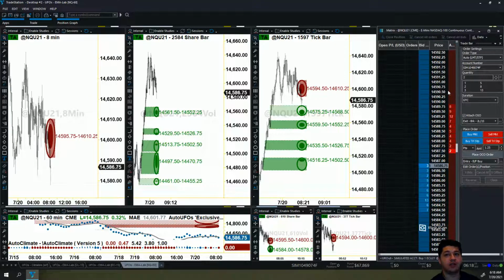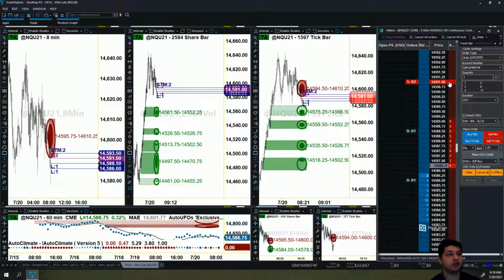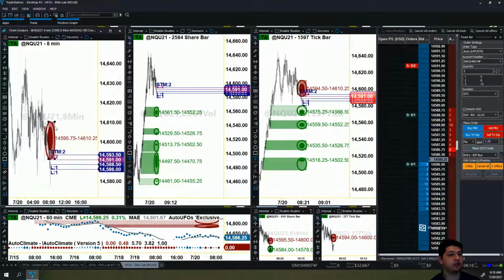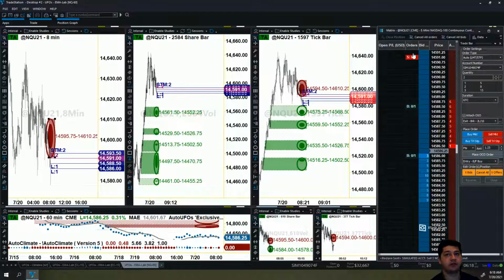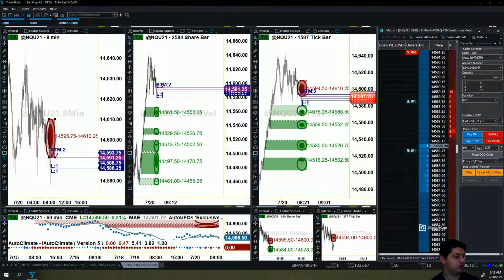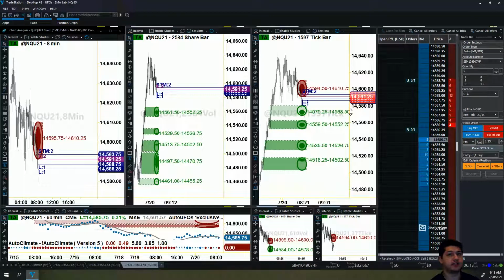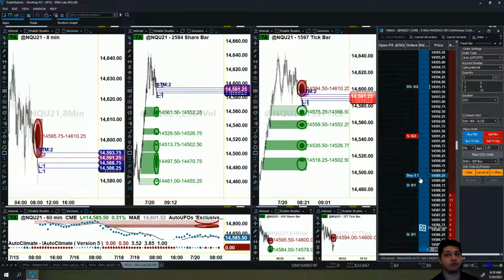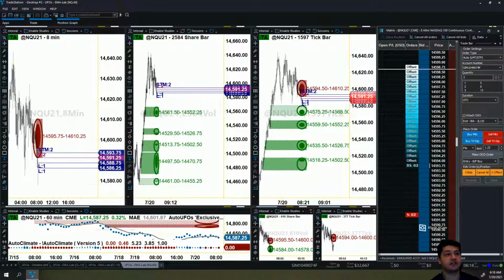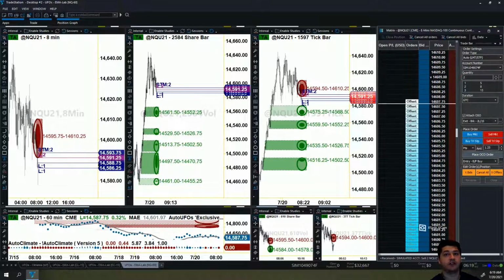14,591. Now this one's gonna be a little bit higher. Is it 14,591? I think it might be higher. 14,591.25. All right. Now something that needs to be kept in mind here. This is a substantially large UFO, right? It's not a small UFO by any means, shape, or form. Our stop needs to go way up above here at 14,610.50.